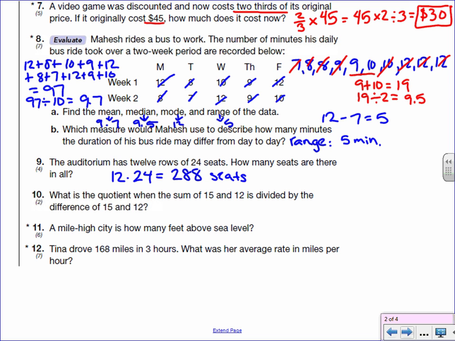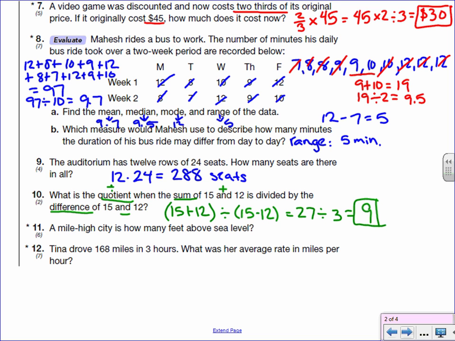What is the quotient? Quotient means division. When the sum, meaning addition, is divided by the difference, meaning subtraction. So I have 15 plus 12, that divided by the difference, 15 minus 12. By order of operations, I do what's in the parentheses first. 15 plus 12 is 27. And then 15 minus 12 is 3. And then I can do the division. 27 divided by 3 is 9. So the quotient is the answer when you do division.